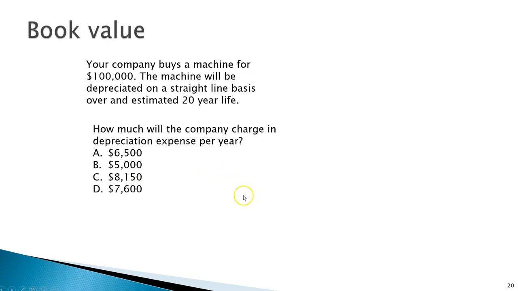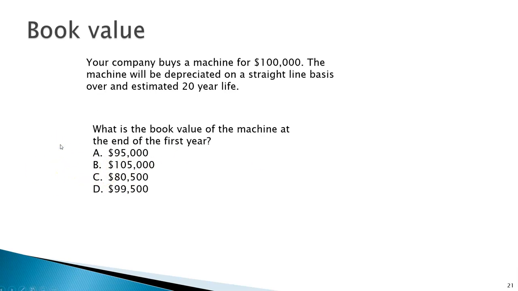So let me review some of the details of depreciation, and we'll talk about a few examples here. Your company buys a machine for $100,000. It will be depreciated straight line basis over a 20-year life. So the machine is expected to last for 20 years. It costs $100,000 now. Obviously, you're going to depreciate that $5,000 a year. So $100,000 used up over 20 years is using up $5,000 of the machine per year. The depreciation expense will be $5,000 per year.